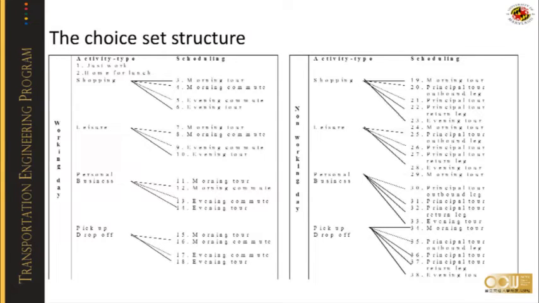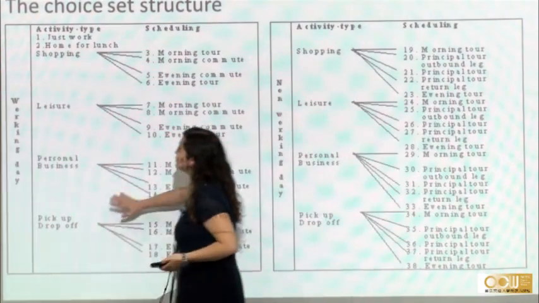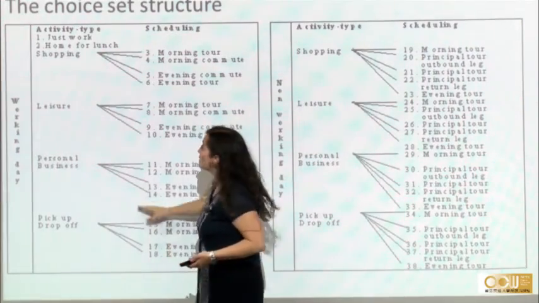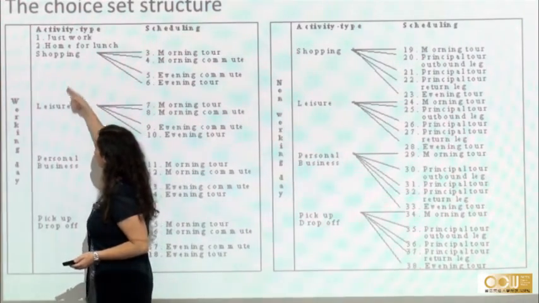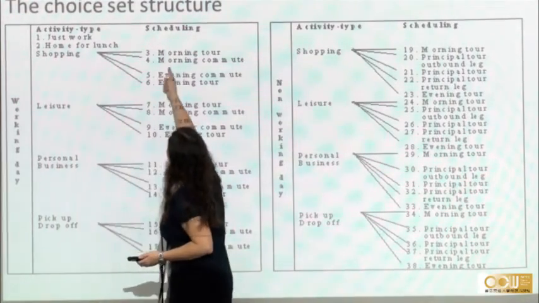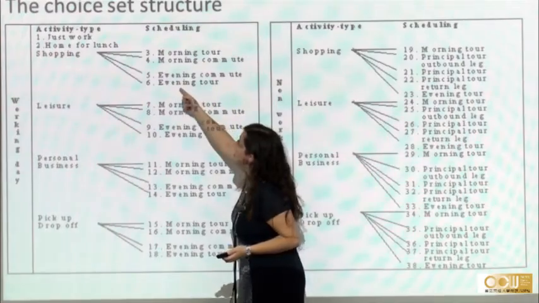Now let's look at why I need an error component structure. So this is the choice tree. And in reality, what I wanted to know is which kind of activity I do and when this activity happens. So I have shopping, leisure, personal business, pick-up, drop-off activity, and they can happen in the morning commute, in the evening commute, and evening tour.